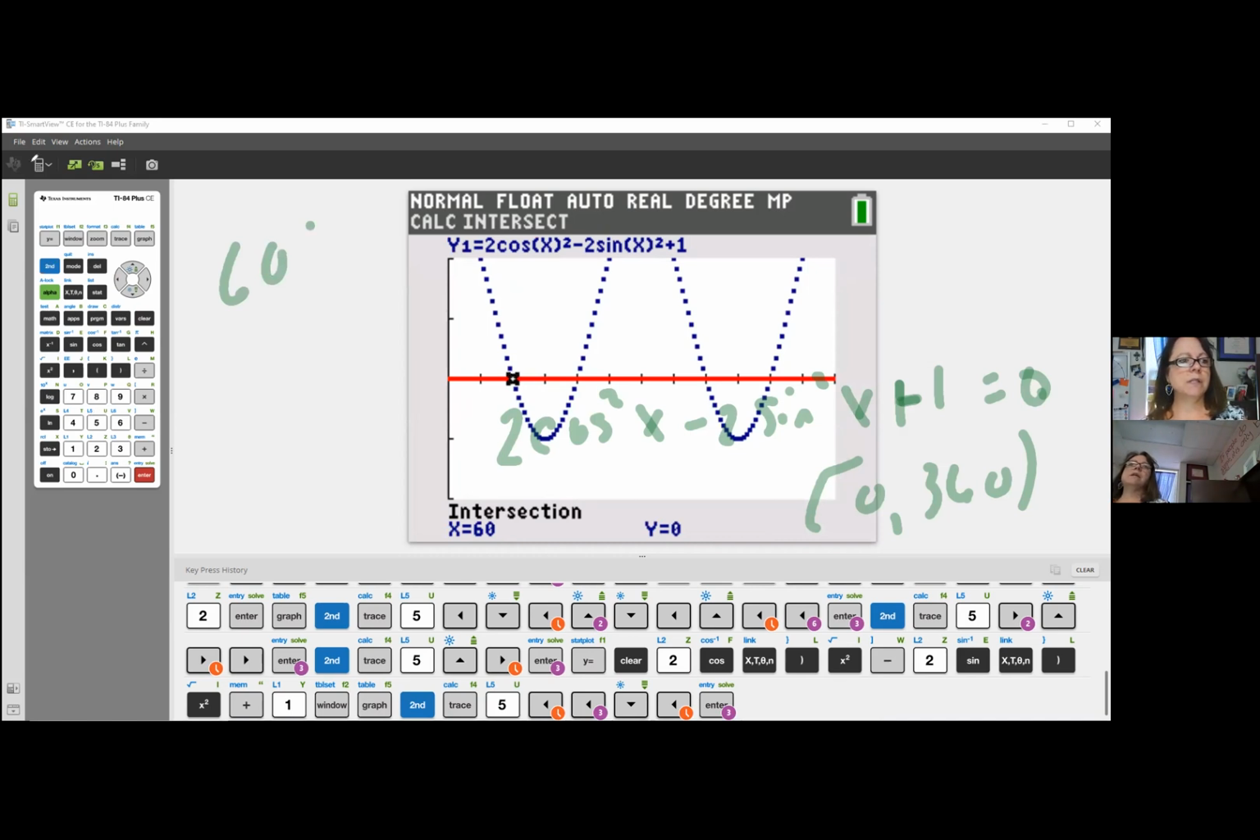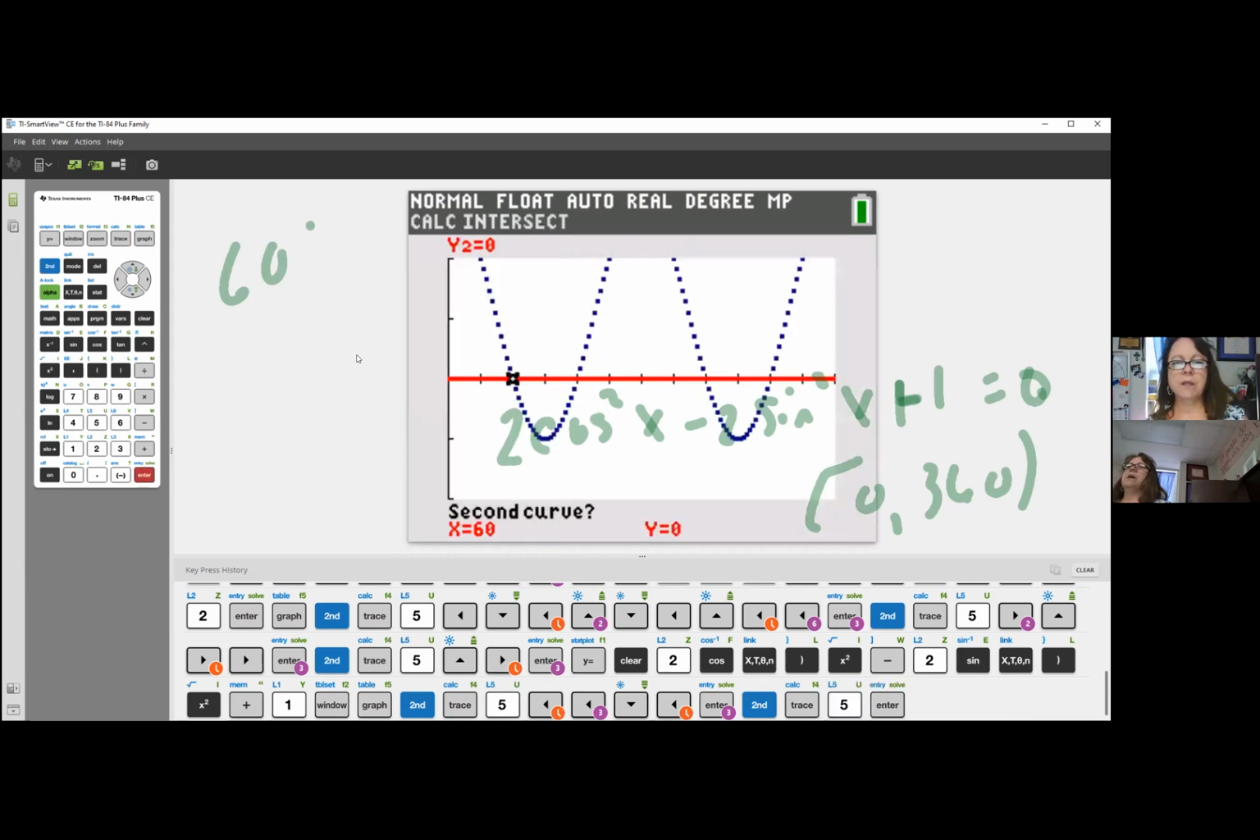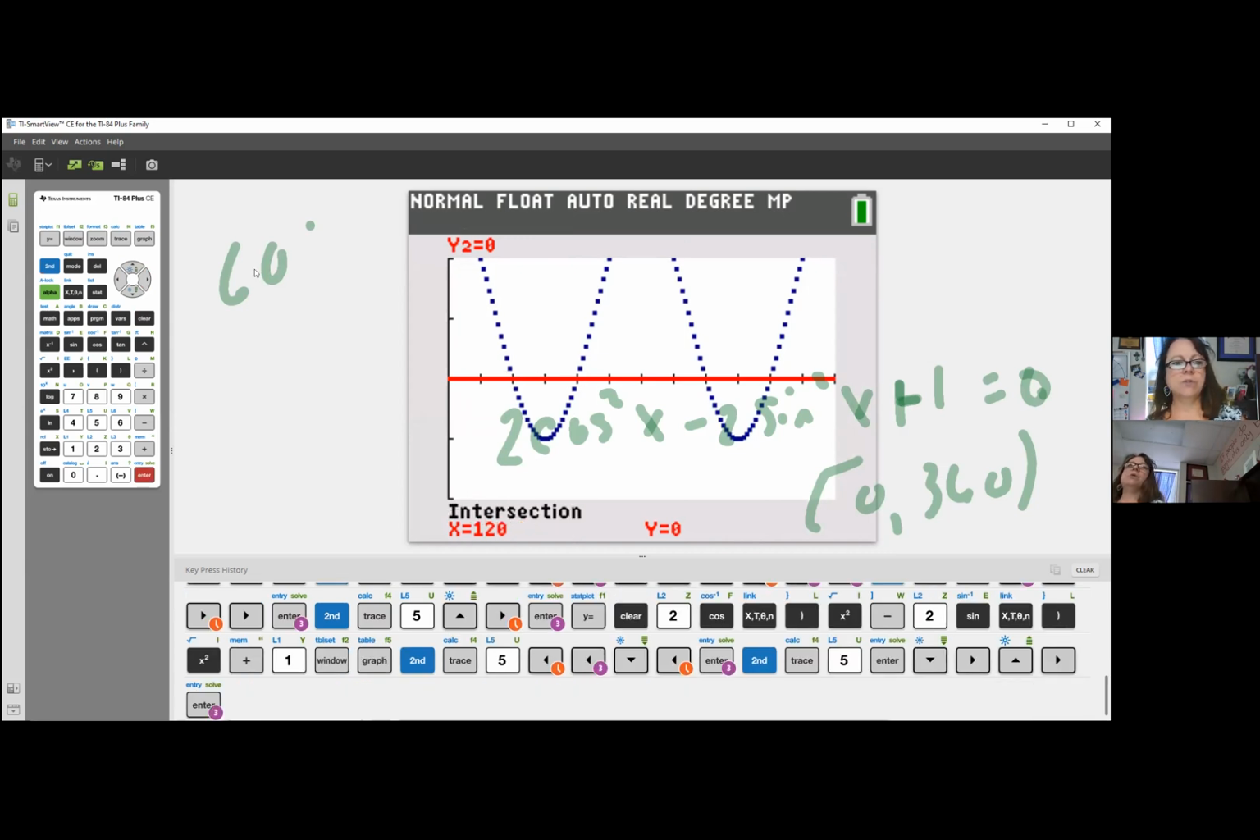And we're going to go to second, calculate again. Number 5 for intersection. I'm going to down arrow once or up arrow once just to move it on the 0 line. Okay. And that answer is 120. And so forth. And you would get this answer and this answer as well. Okay, so that's how you type it in with the squareds.